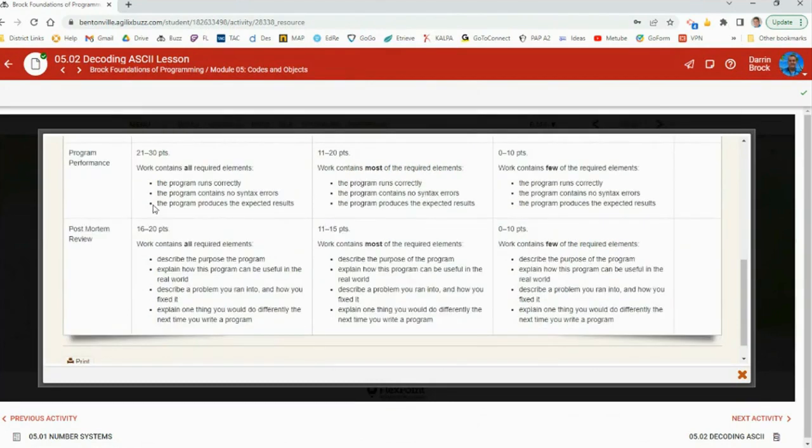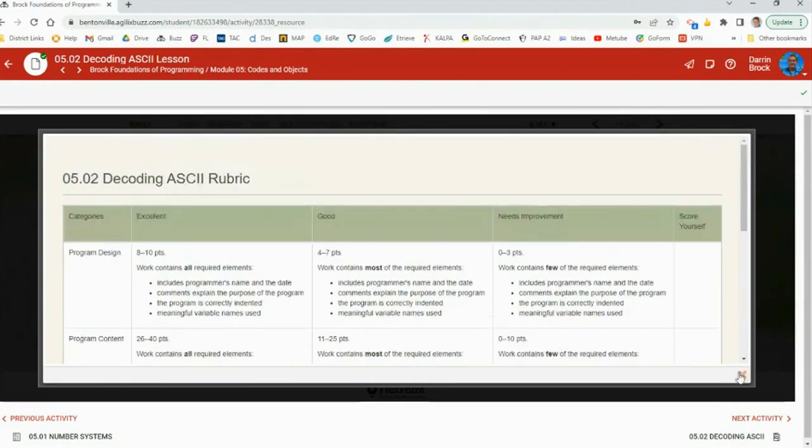And then 30 points for the performance. Does it run correctly with no errors and produce what it's supposed to produce? And then 20 points for that postmortem review. So if you skip those questions, you've lost 20 points already. So, all right. That's it. That is our assignment.